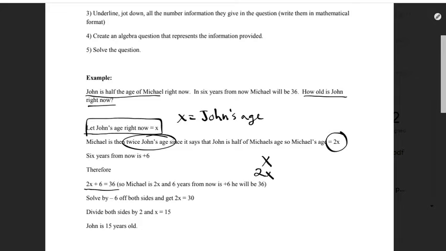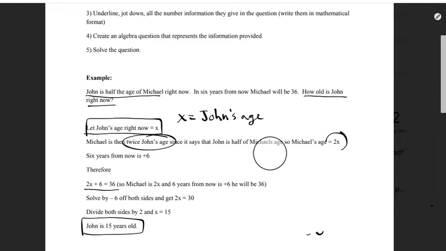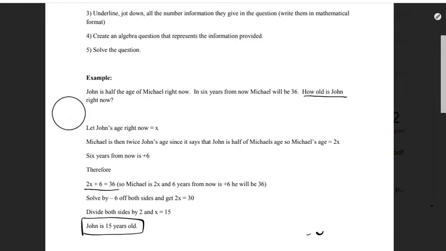Now I can go about solving this like we solved all the equations before this. I can minus 6 off. 2x is equal to 30. And so x is equal to 15. That means John is 15 years old. If you think about it, double that, that's 30. Add 6 to it, and Michael will be 36 in 6 years. That's a typical question you're going to get.